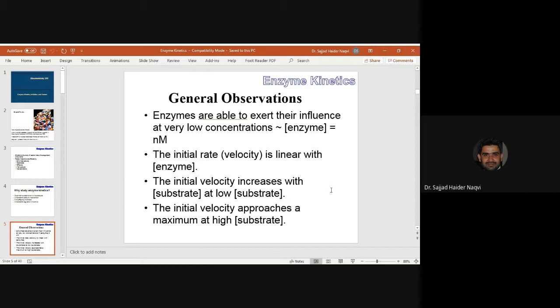The fourth general observation is that the initial velocity approaches a maximum at high substrate concentration.